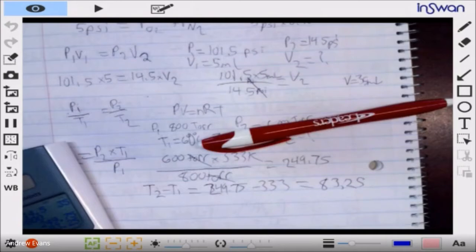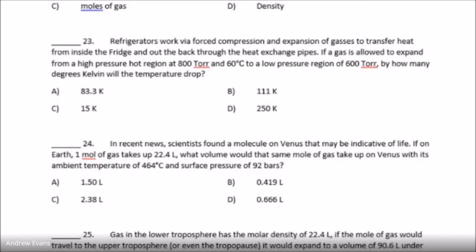So 249 right there is below freezing. And that 249 can then absorb heat from the fridge and warm back up, so it can be put through the system again and recirculated. So the question, 83.3 Kelvin is our answer. A.